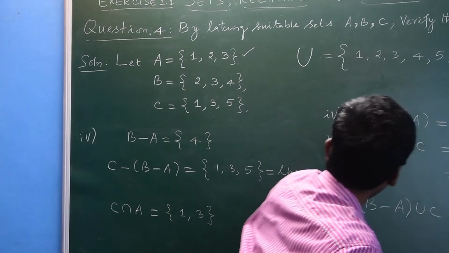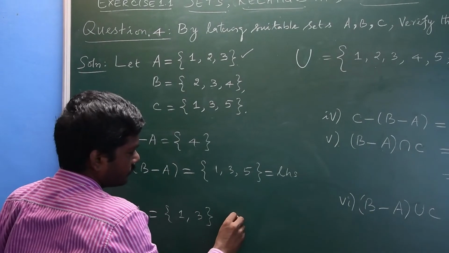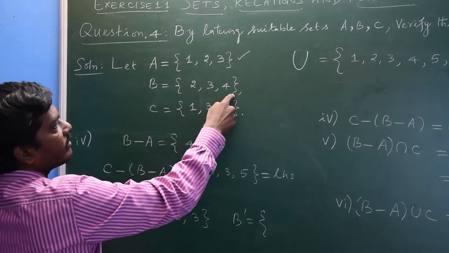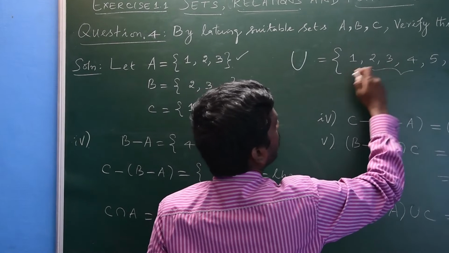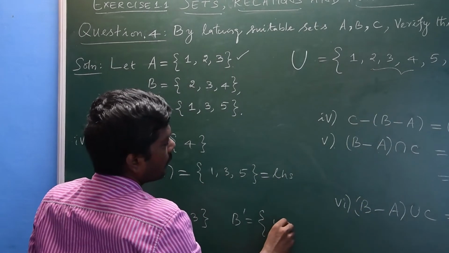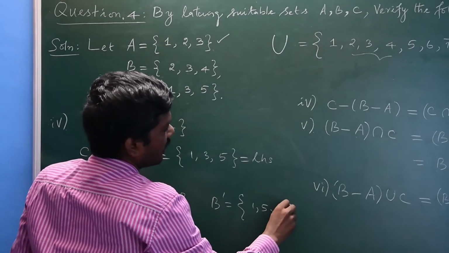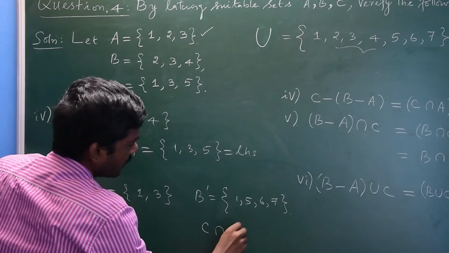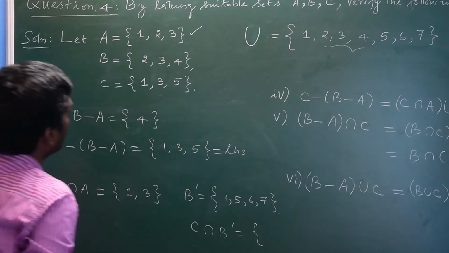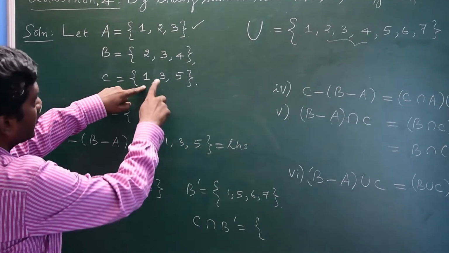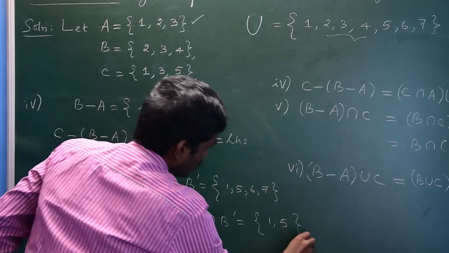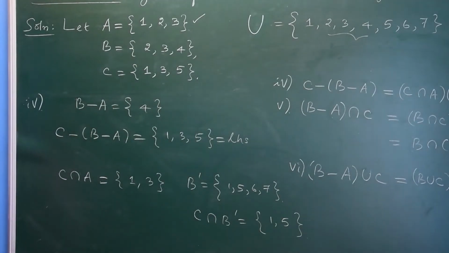Let us find out B complement. What is B complement? See, B has 2 3 4. So leaving out 2 3 4, we can write the rest: 1, 5, 6, 7. So this is our B complement. Now C intersection B complement. What is C intersection B complement? C is 1 3 5. If you take what is common to both, it is only 1 5. So 1 and 5 are the two elements, right?